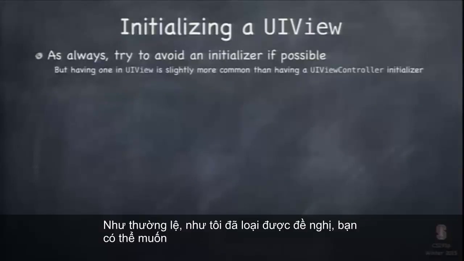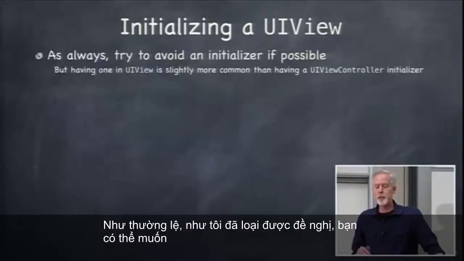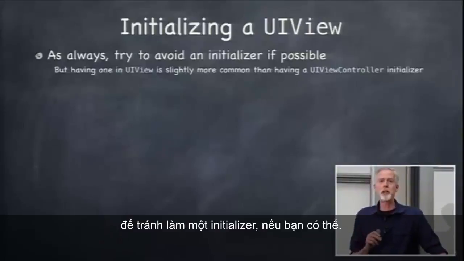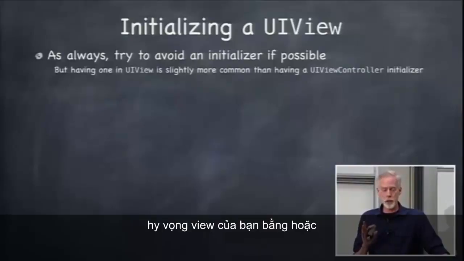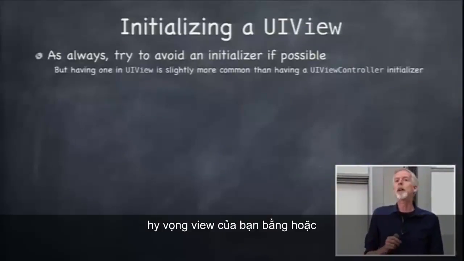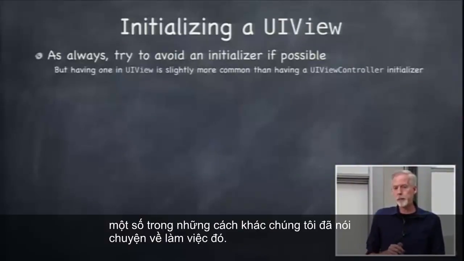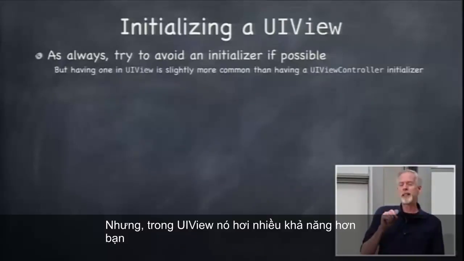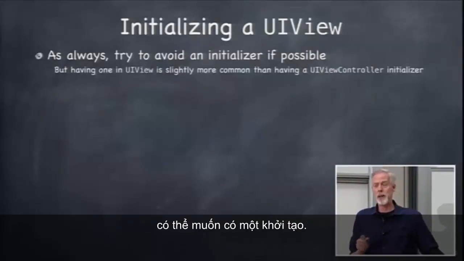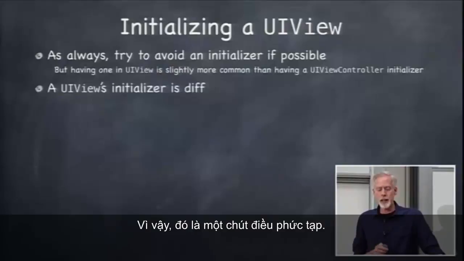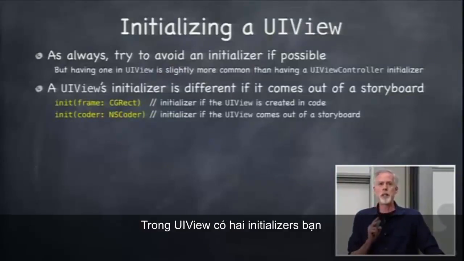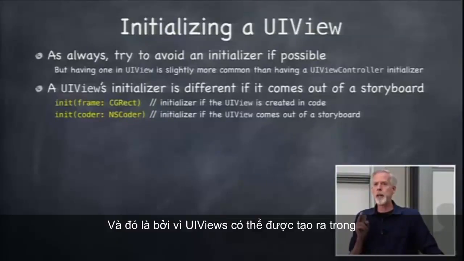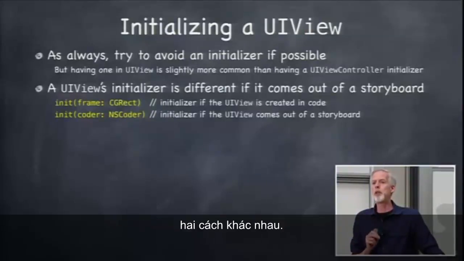As usual, as I've recommended, you probably want to avoid doing an initializer if you can. So initialize any properties in your view, hopefully using equals or some of the other ways we talked about. But in UIView, it's actually slightly more likely that you might want to have an initializer. It's a slightly complicated thing, only slightly, in that UIView has two initializers that you have to deal with. And that's because UIViews can be created in two different ways.